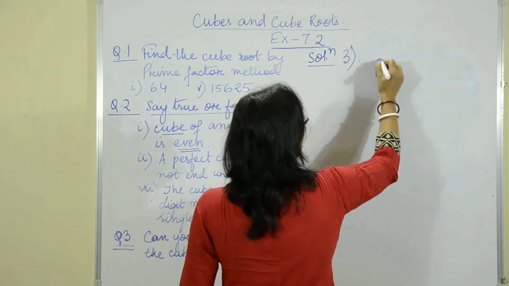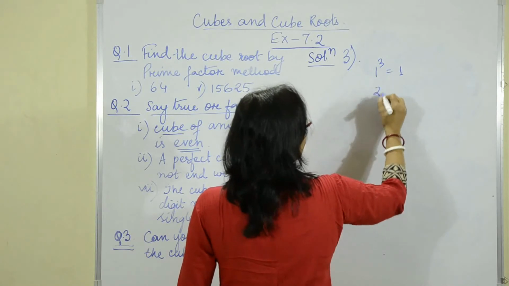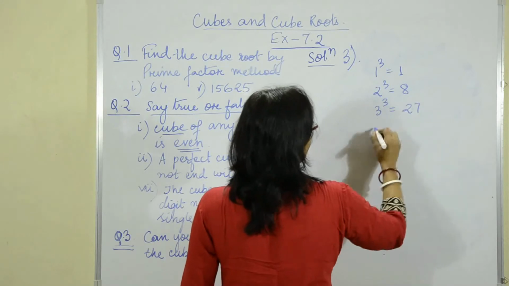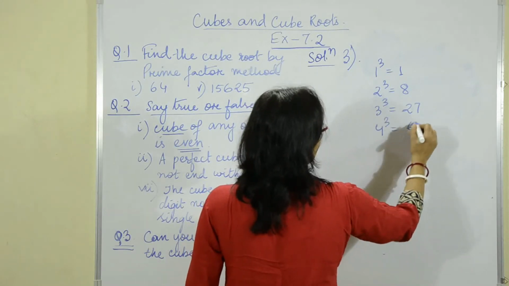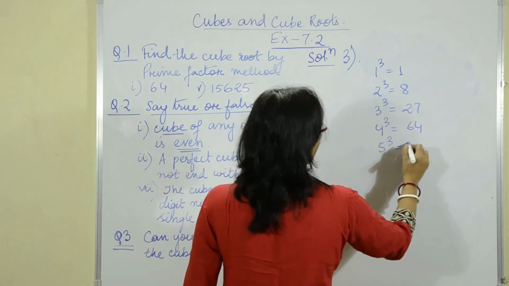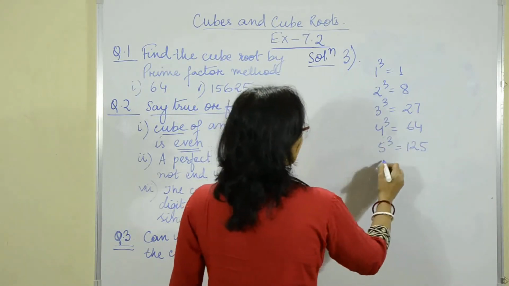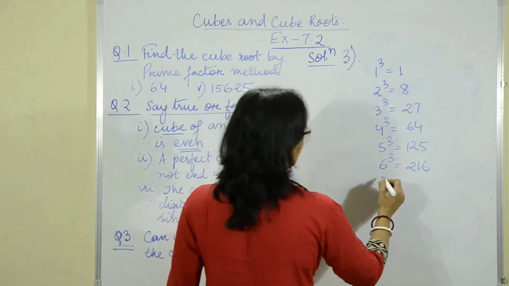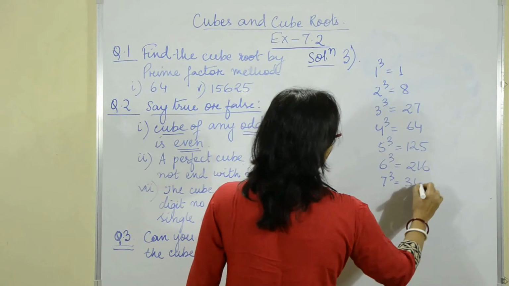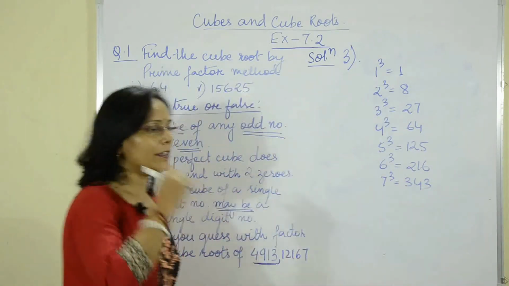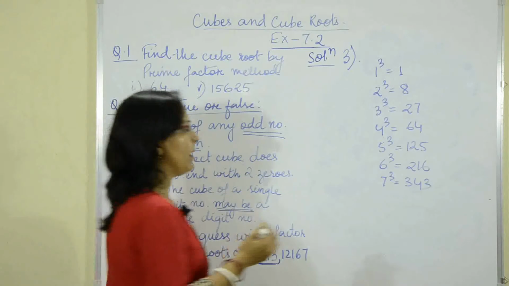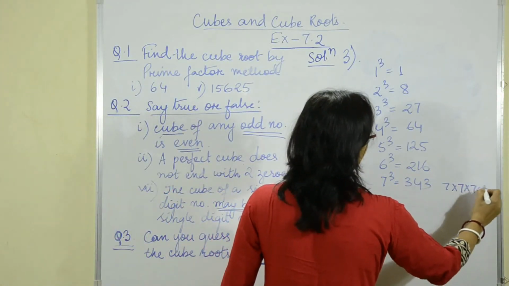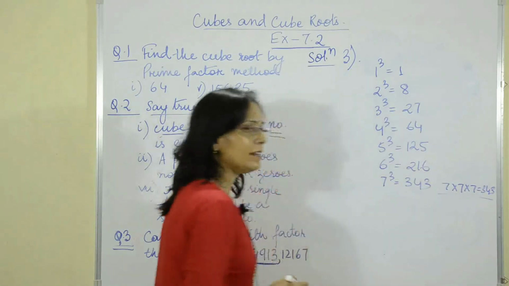Now, 1 cube is 1, 2 cube is 8, 3 cube is 27, 4 cube is 64, 5 cube is 125, 6 cube similarly 216, 7 cube 343. Okay. In this way, how am I finding out? I am just multiplying the numbers 3 times. 7 into 7 is 49 and then 49 into 7 is 343. This is very easy to find out.